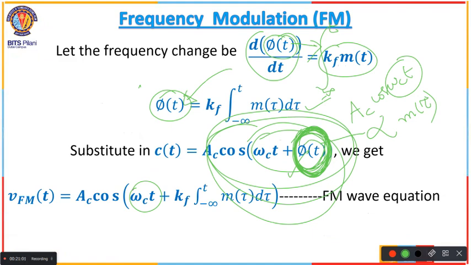If you want to write this equation only in terms of frequency modulation, you have to write the frequency equivalent of phi of t. Yes or no? Have you understood what I am trying to tell you? So what is the frequency equivalent of phi of t? Phi of t is equal to kf into integration of m of t. Have you understood? Okay. When you write the same equation in terms of frequency, we call that equation the equation of a frequency modulated wave.